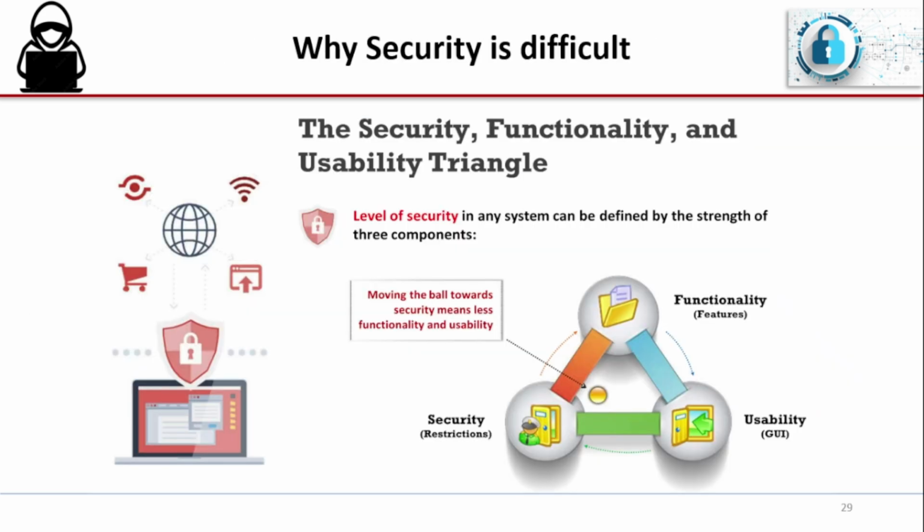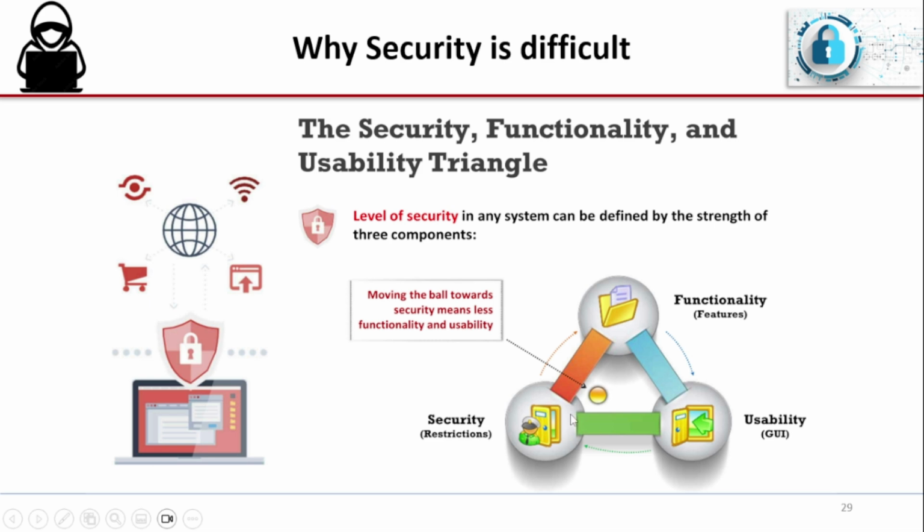Why is security difficult? This is a very important question. In development and in the IT industry, there are three things always in discussion. This is known as the security triangle. Number one is functionality. Number two is usability. Number three is security, and this is the ball. Moving the ball towards security means less functionality and usability. Wherever the ball goes, the other two things will be compromised.